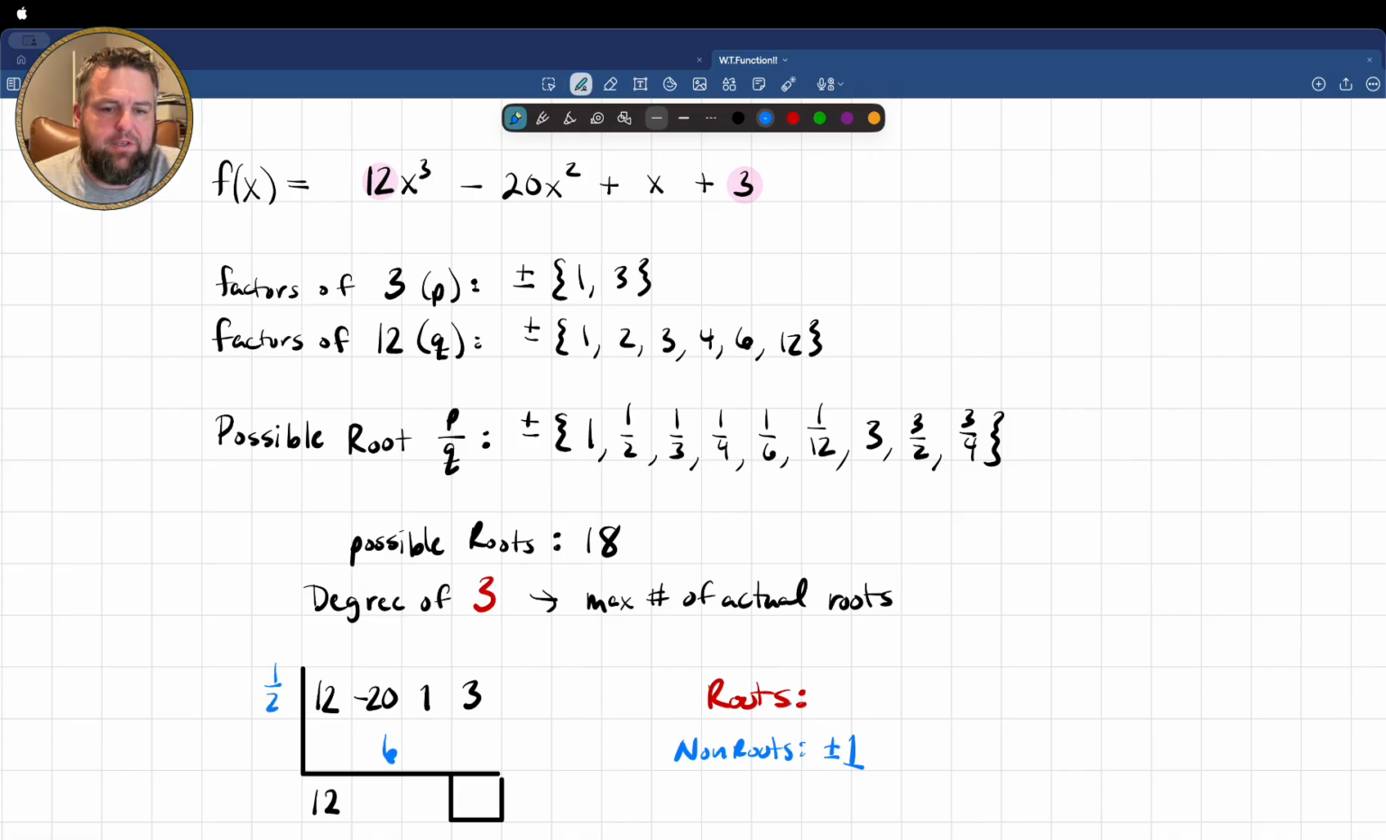Half of 12 is 6. Negative 20 and negative 6 is negative 14. Half of negative 14 is negative 7. Negative 1 and negative 7 is going to be negative 6. Half of negative 6 is negative 3. And 3 and negative 3 makes 0. So we have a root at 1/2. Okay, we'll test another one. Let's go with negative 1/2.